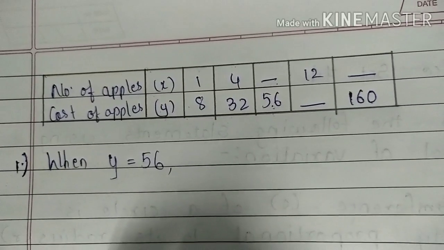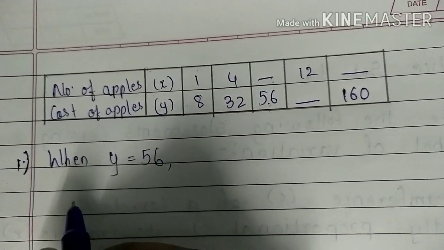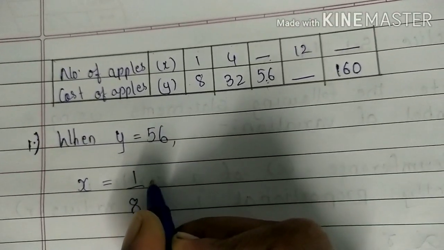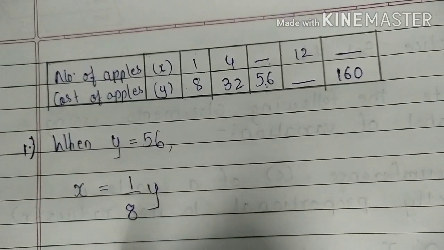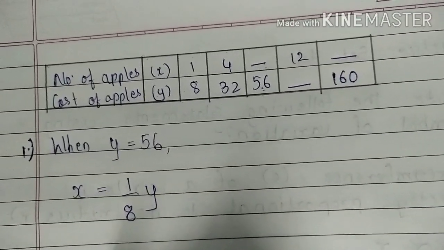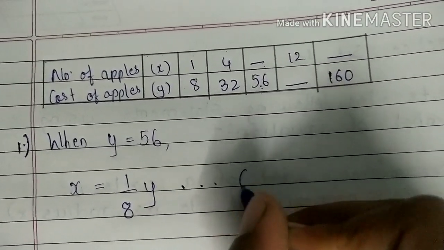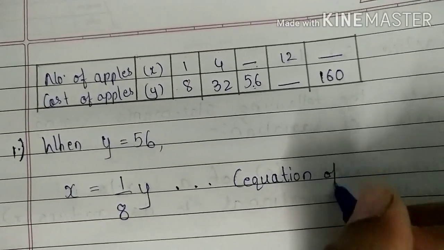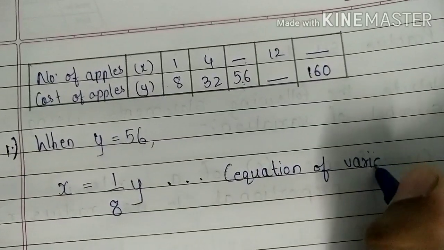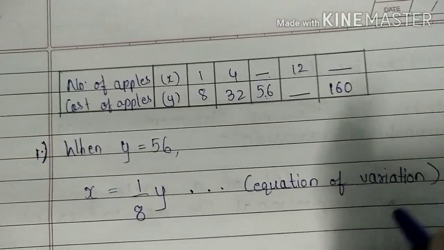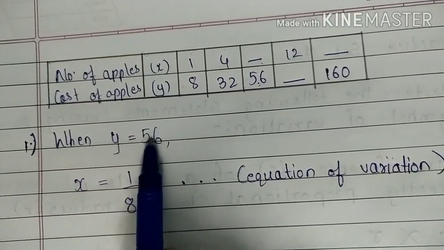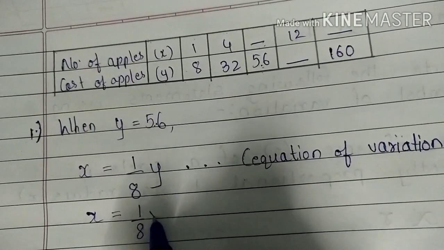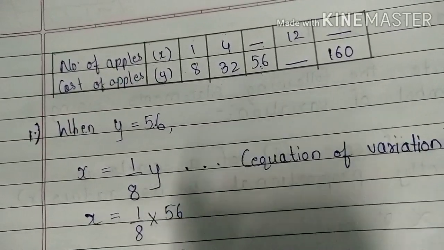We will be using the equation of variation. What is the equation of variation? Just now we found out x is equal to 1 upon 8y. Correct? x is equal to 1 upon 8y is the equation of this variation. So in this I am going to substitute my value, that is y is equal to 56. So I can write here x is equal to 1 upon 8 into 56, because I have y.